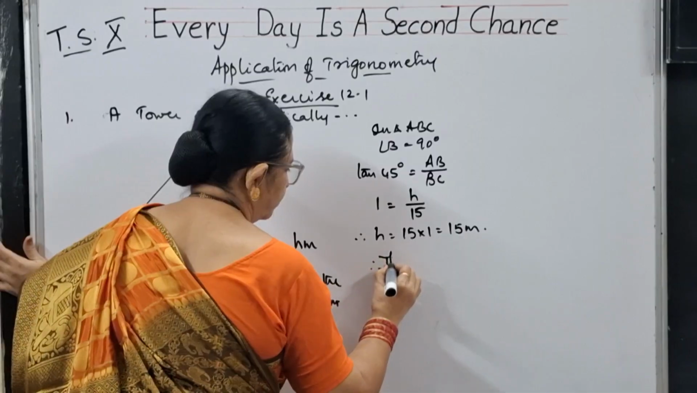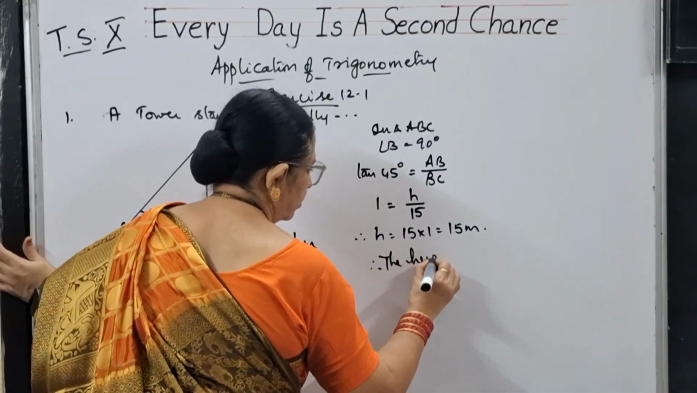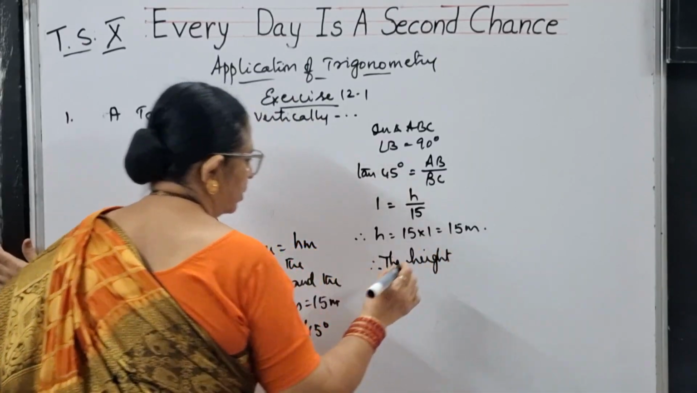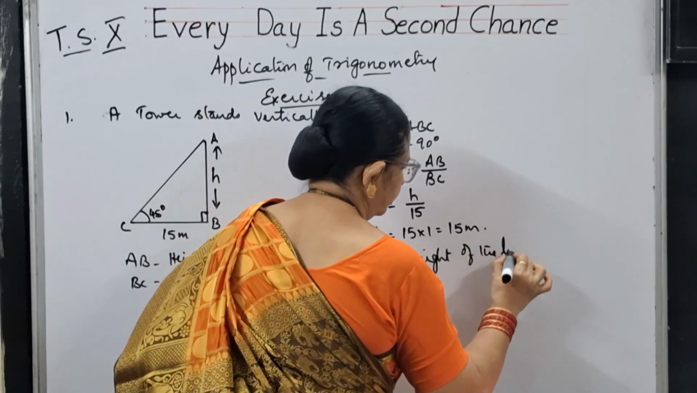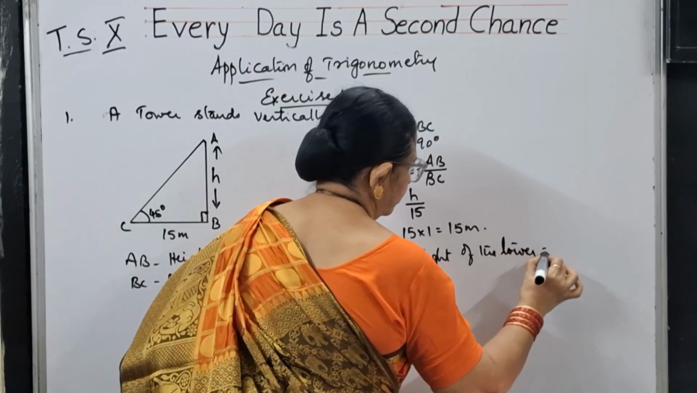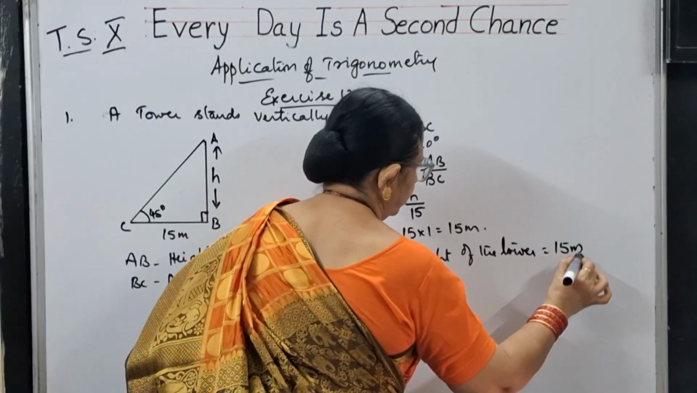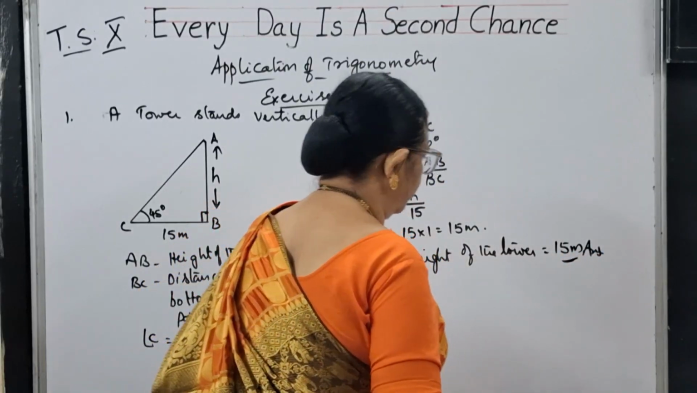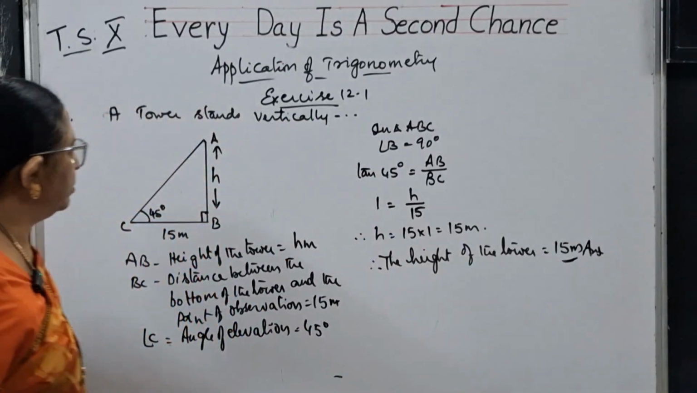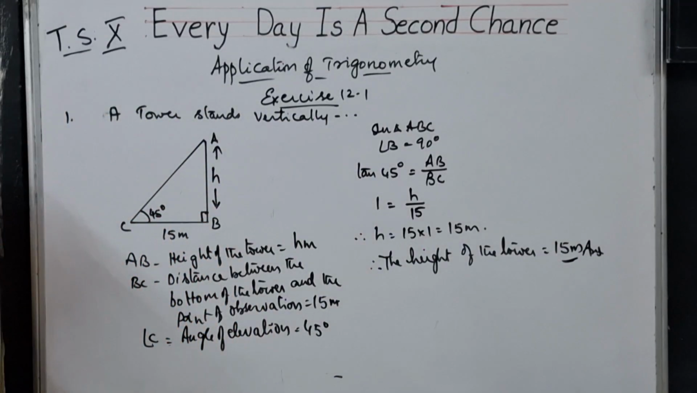Therefore, the height of the tower is equal to 15 meters. This is the answer of this problem, children. Please note it down. This is the first problem.